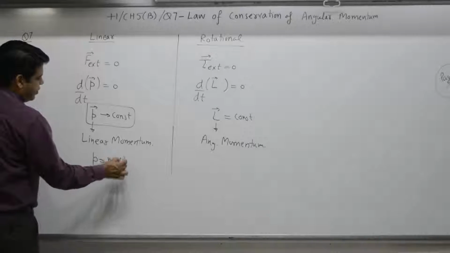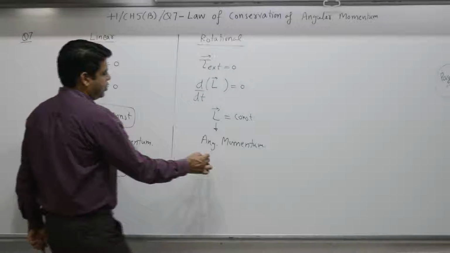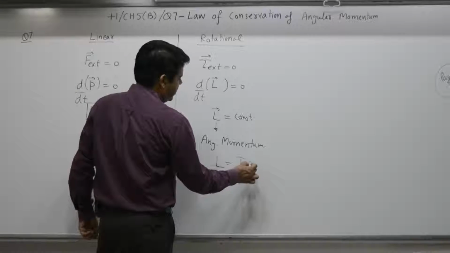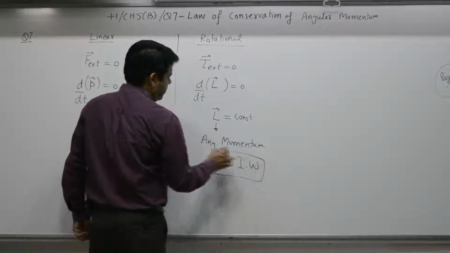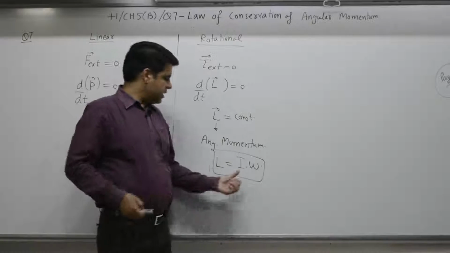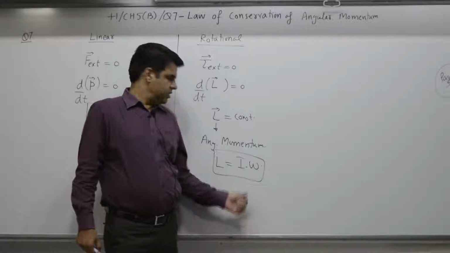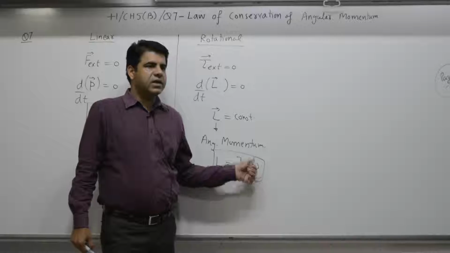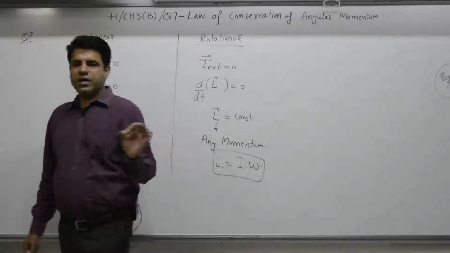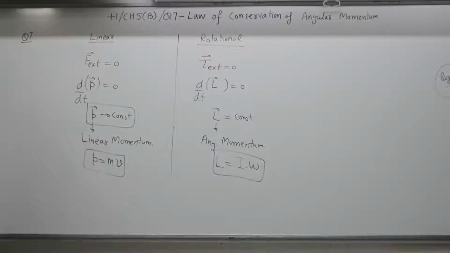And in application part, L, P was equal to what? P was equal to mv. L is equal to what? I into omega. So in a system, if I increases, omega decreases. If I decreases, omega increases. I omega remains constant. Time with you is 3 minutes.